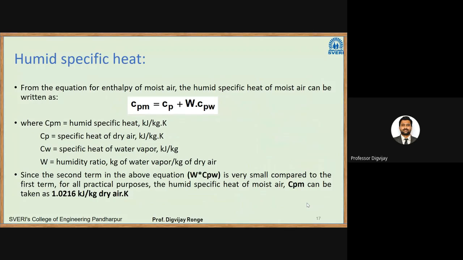After enthalpy of moist air, we have humid specific heat. We know the values of specific heat for dry air and for water. But what about the humid air, or the moist air? From the equation of enthalpy of moist air, the humid specific heat of moist air can be written as: this is equal to Cp, the specific heat of dry air, plus W, the humidity ratio, into Cpw. Cpw is the specific heat of the water vapor. So this is the equation for specific heat of humid air or moist air.